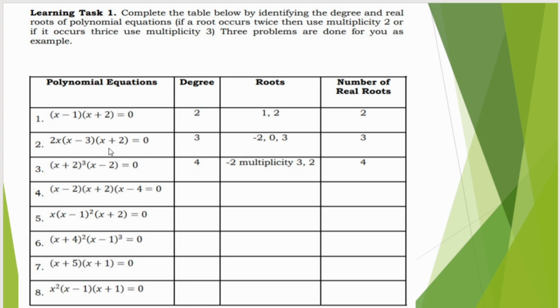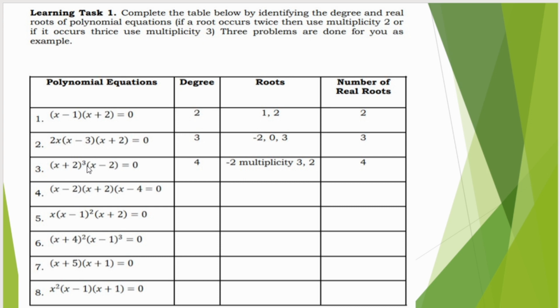X plus 2, positive 2, ilipat mo sa kabila, transpose, magiging negative 2. So, the roots are negative 2, 0, and 3. So, how many number of real roots do we have? 3. The other one, we have x plus 2 cubed times x minus 2.